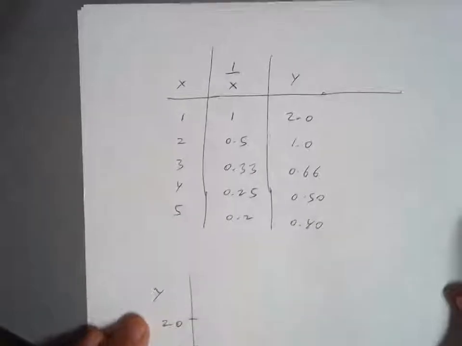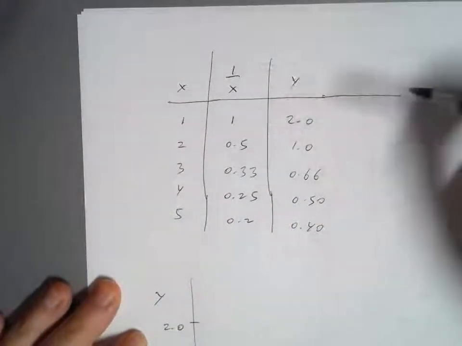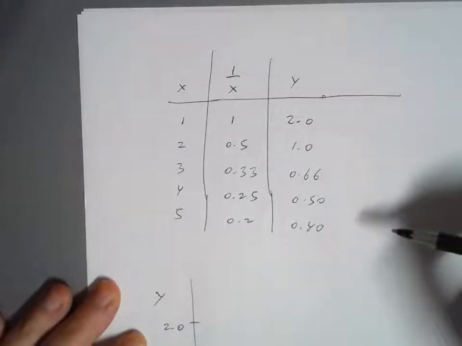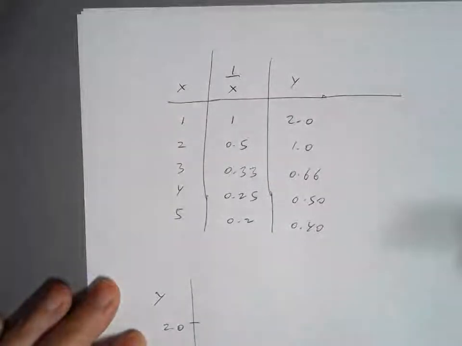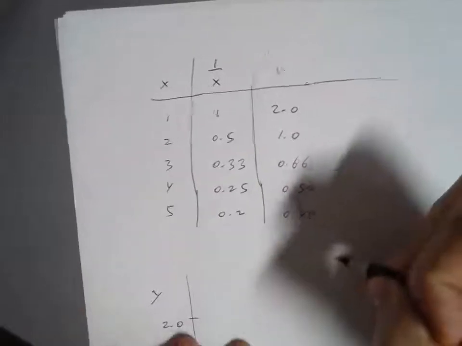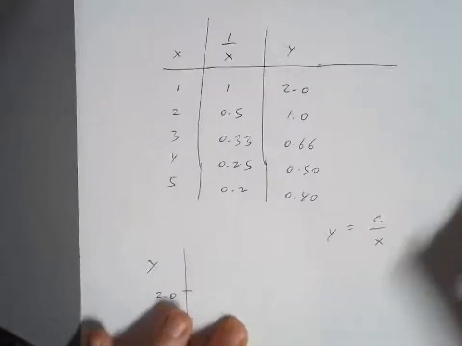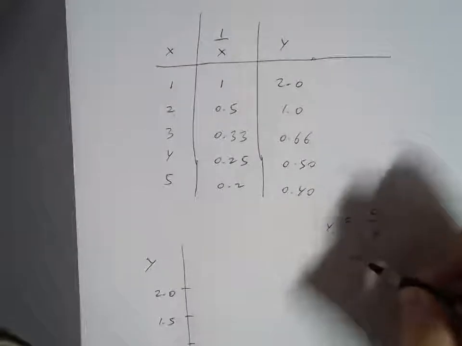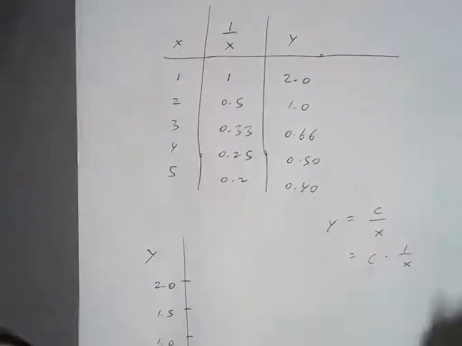So this is the same data table here. X has the same values and y has the same values, but I've added a new column that is the reciprocal of x. So I just took each x value and took 1 over x and made that column. So now if I think y is equal to c over x might be the model for this, I can think of that as y is equal to c times the variable 1 over x.